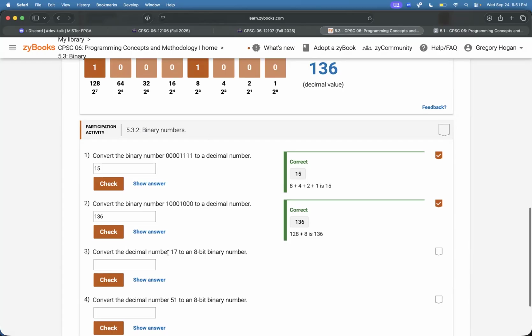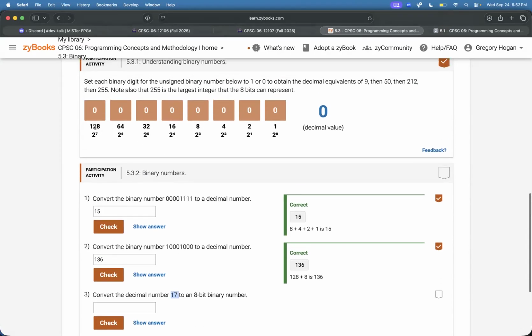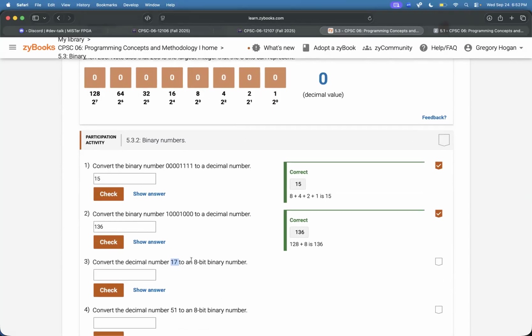Now, when they say convert the number 17 to an 8-bit binary number, this is a bit trickier. You could just do it with trial and error. Of course, you can click show your answer, but what you could do is ask, how can you make a 17? Look at the numbers here, 128, 64, 32, 16, 8, etc. How do you get a 17 out of these numbers? Well, you start with the biggest one you can get, the biggest one that's smaller than 17. So 16. If you click in there, you get 16.